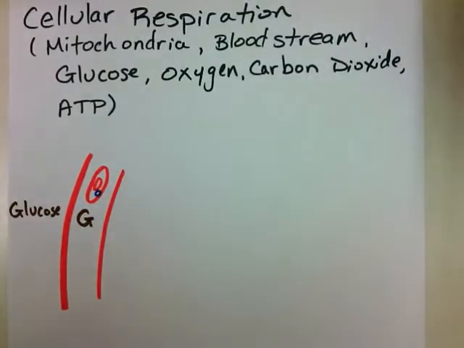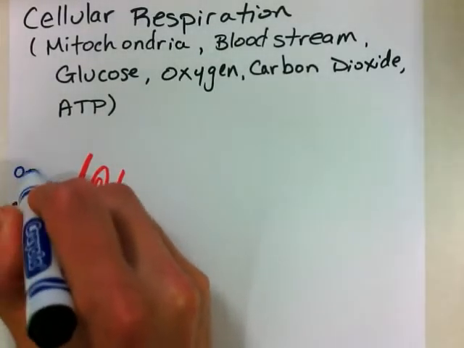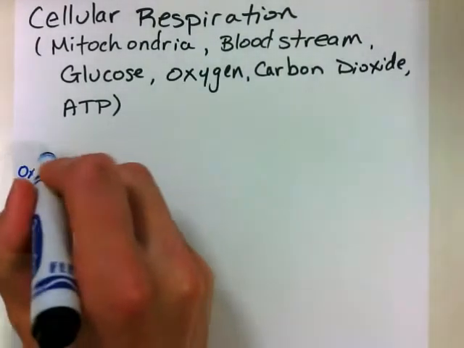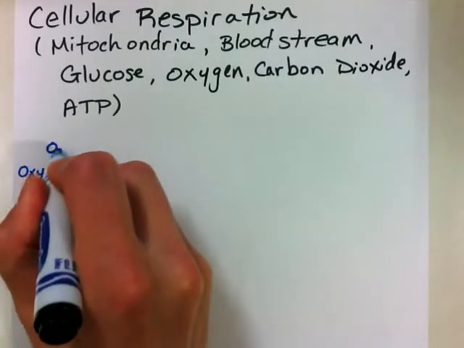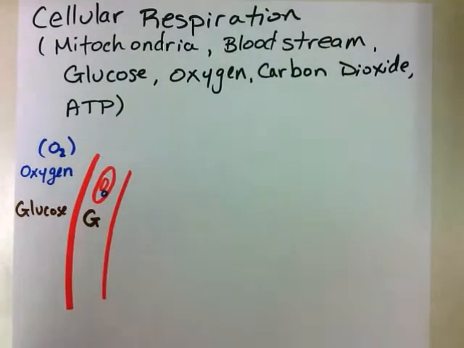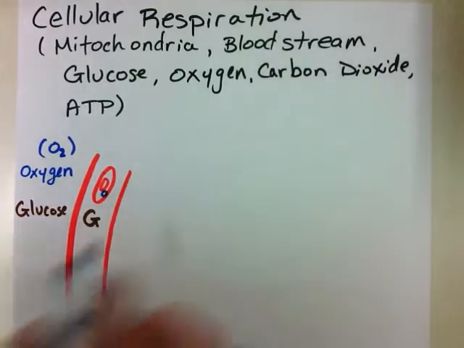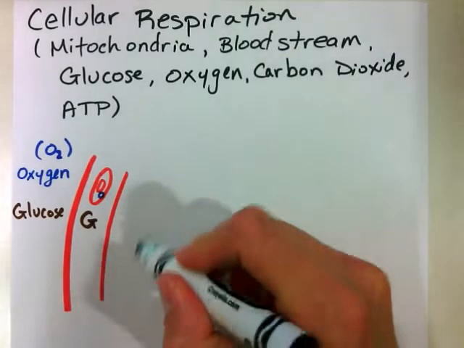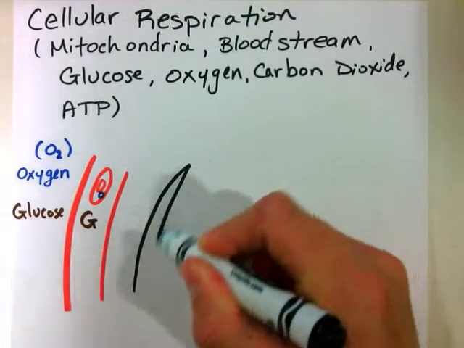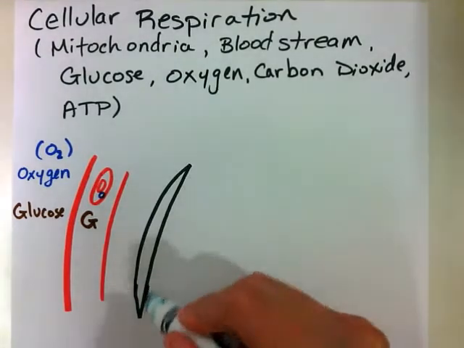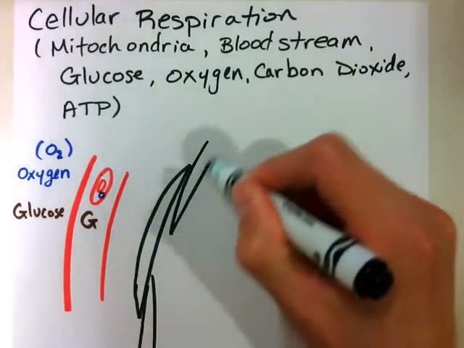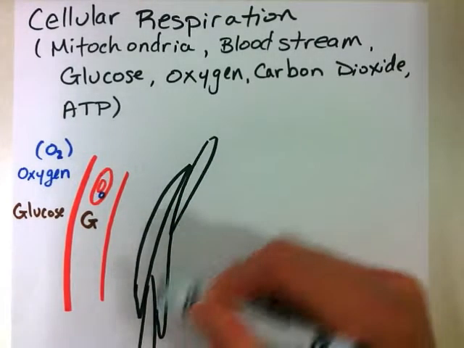And the O is oxygen. Oxygen we also represent as O2. Put those in parentheses. The bloodstream is carrying these things to the cells. Our cells are all over our body. I'm going to draw a muscle cell. Muscle cells are very long and very important for movement.